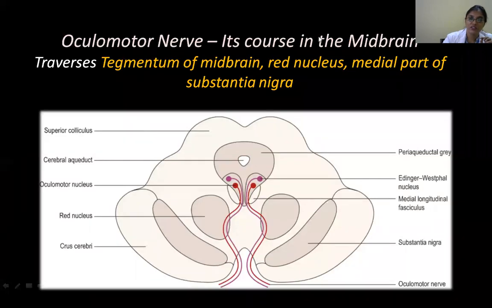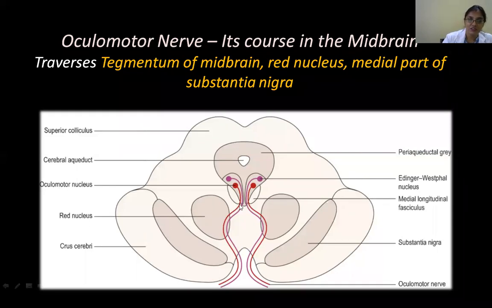See, the oculomotor nerve, its course in the midbrain. This one is the oculomotor nerve nuclear complex. This is your oculomotor main motor nucleus, and this is the Edinger-Westphal nucleus. Then here the fibers come out. These are the visceromotor fibers. The red ones are the somatomotor fibers. They're all coming and they're in one bundle. That bundle of nerves is the oculomotor nerve.